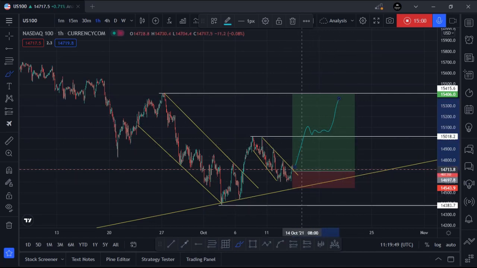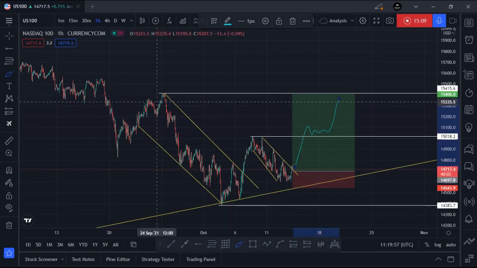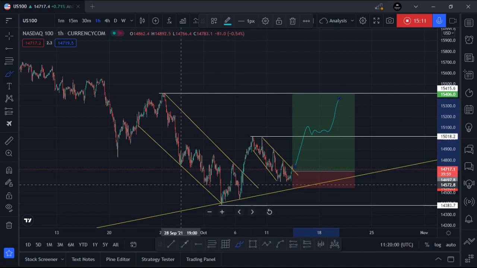So as you can see right here, this is an impulse, correction, impulse, correction, impulse. That's how the market moves. As long as you have gotten the bigger picture, now you know, you can even predict, or you can see how the market will move going forward. So, ladies and gentlemen, this was our analysis. This was our Nasdaq breakdown.